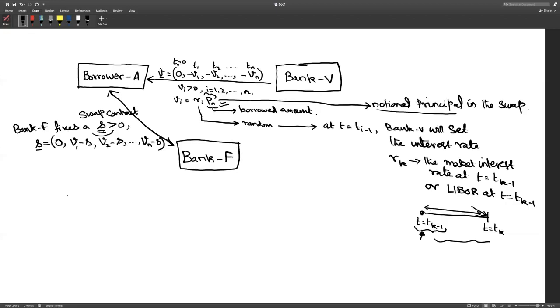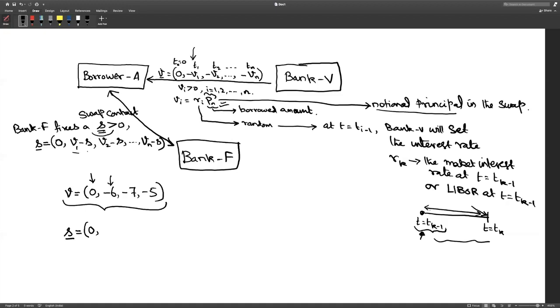So let's take an example. Suppose borrower A borrowed 100 rupees, that is Pn is 100. Bank V has given borrower A a loan like this. Strictly speaking, this is not known at T equal to 0, but let us just imagine that it is. Bank V is giving this cash flow to him. Then bank F will give nothing on the day of borrowing. At T equal to T1, remember, his cash flow is minus V1. So if it is minus 6, it means V1 is 6.